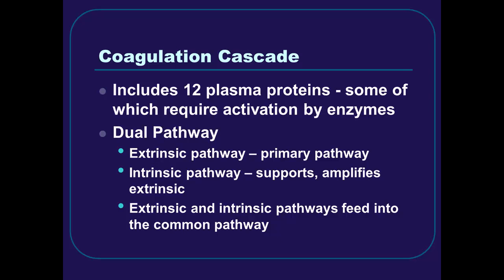So extrinsic pathway, primary pathway, measured by your prothrombin time. Intrinsic pathway supports and amplifies that extrinsic pathway and is measured by the partial thromboplastin time, the activated partial thromboplastin time. Our common pathway is where the intrinsic and extrinsic pathways come together. So if we want to measure the activity of our common pathway that starts with factor 10 and the conversion of factor 10 to 10A, we would need both the prothrombin time as well as the activated partial thromboplastin time.